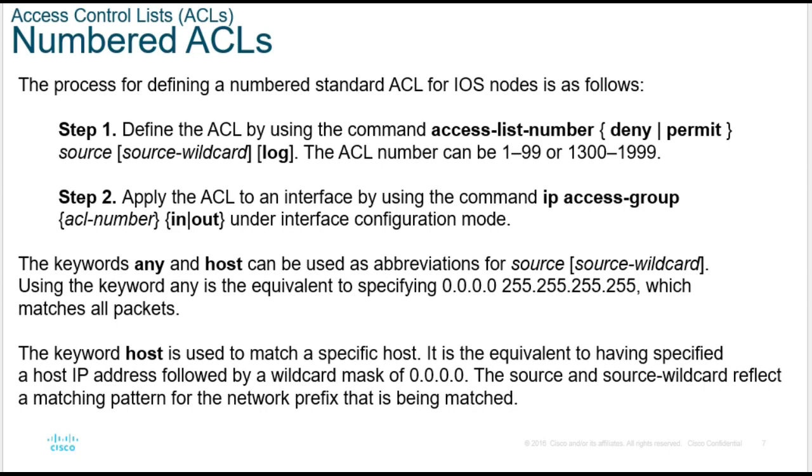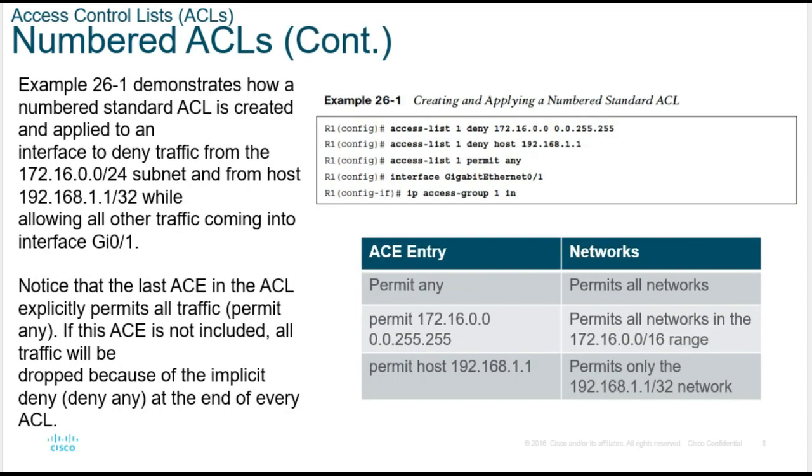So in ACL, we have some keywords that can replace or act as a shortcut for certain source addresses. For example, kita ada any, which basically matches all packets, ataupun kita nak match hanya satu specific IP, so kita gunakan keyword host. Ini satu example numbered standard ACL. So access list ini menggunakan number. Number contoh di sini adalah 1.